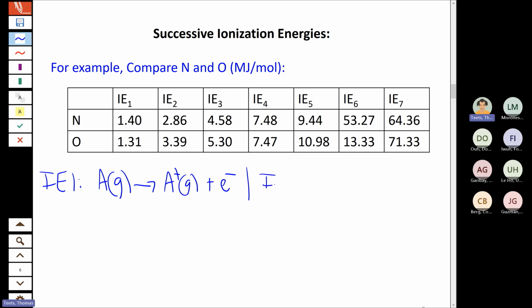And then you would have your second ionization energy, which would be taking the cation where you've already lost one electron and taking off another electron. So it's going to be a different amount of energy that's required to do this.